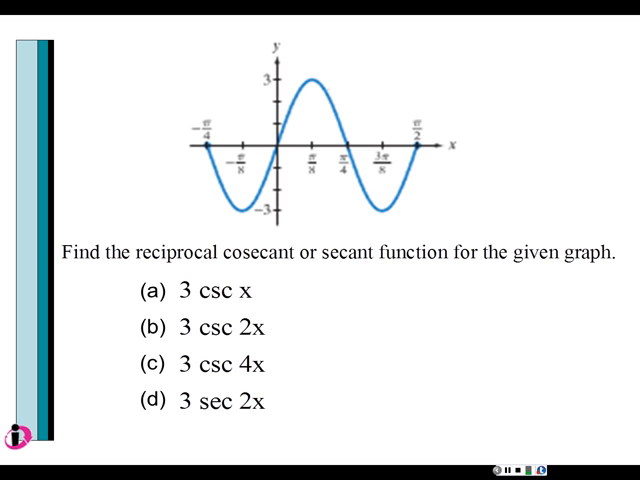All right. So that's the end of section 1.6.